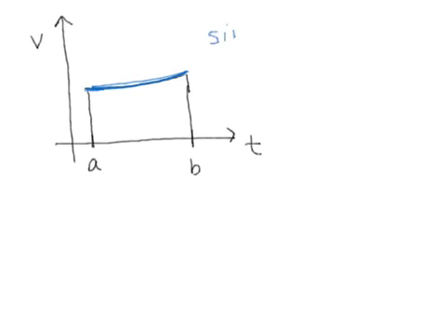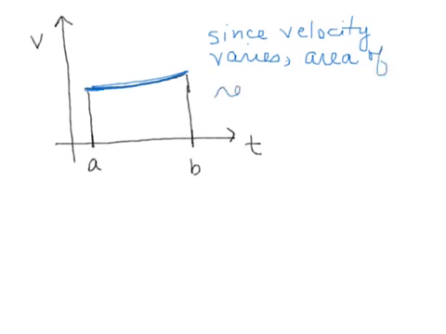So the distance that we traveled here is not the area of a rectangle. Since velocity varies, the area of the rectangle is not equal to distance. We can't use the area of a rectangle to give us an exact distance. So what we're going to do is learn how to handle this, using a method called rectangular approximation.